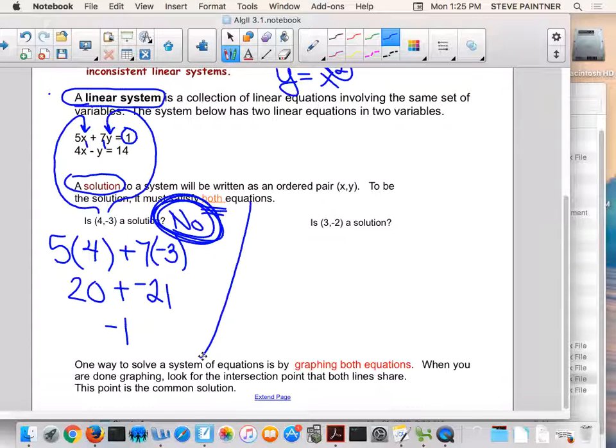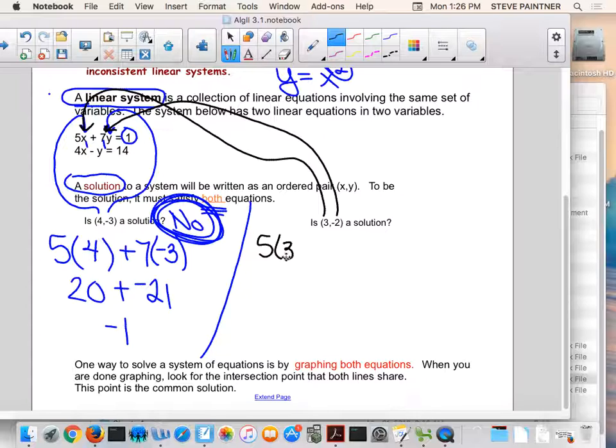How about that point? How about that ordered pair? Is that the solution to this system? Well, let's try it. 3 goes in for what? X. -2 goes in for what? Y. 5 times 3 plus 7 times -2. 15 plus -14 makes 1. What do you want? 1. Check. It works.